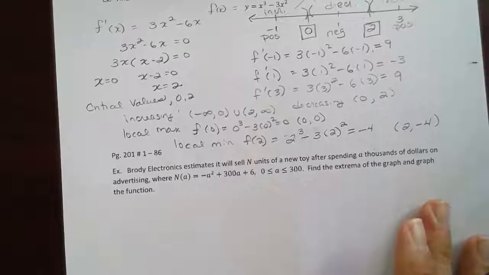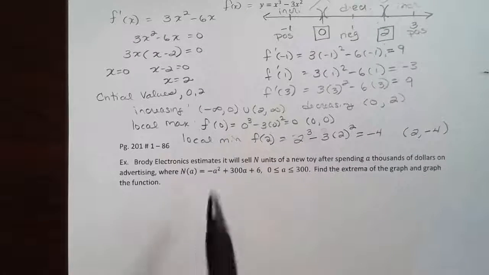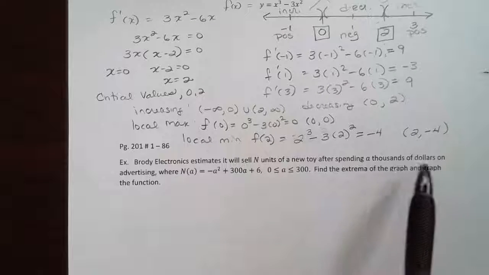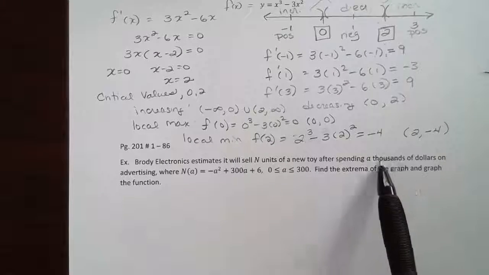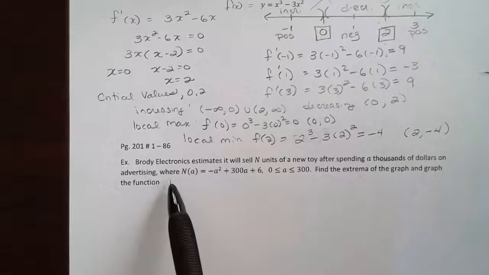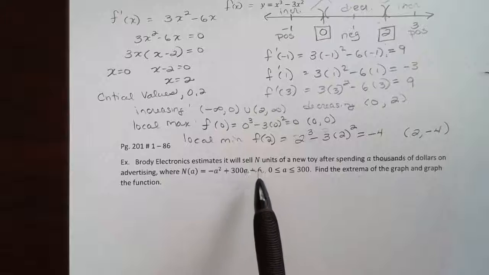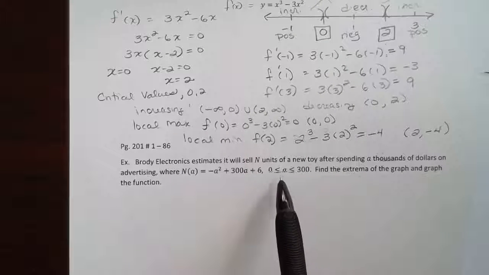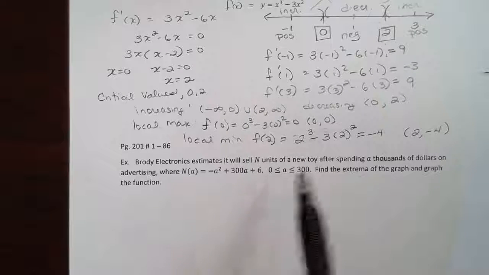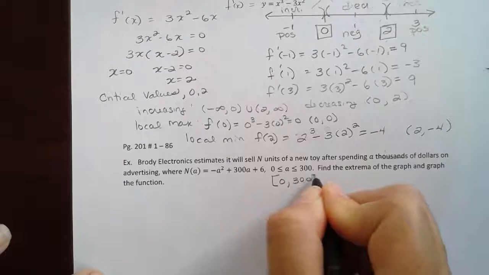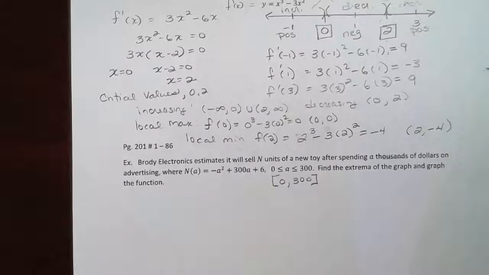Here's an application problem. Brody Electronics estimates it will sell N units of a new toy after spending A thousands of dollars, remember this part, thousands of dollars, on advertising, where N of A is equal to -A squared plus 300A plus 6. On the interval, pay attention to this as well, from 0 to 300. So this is my interval, 0 to 300, inclusive. Find the extrema of the graph and graph the function.